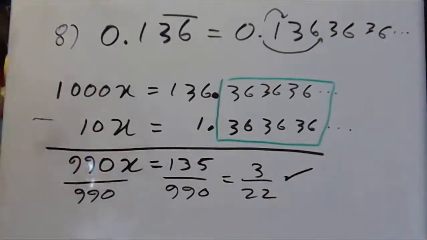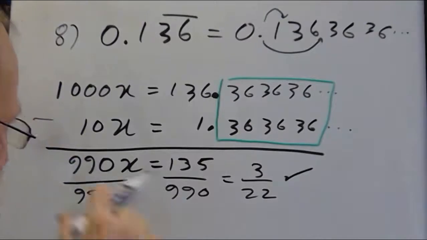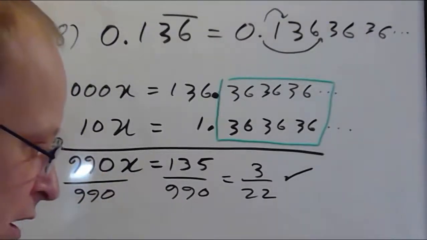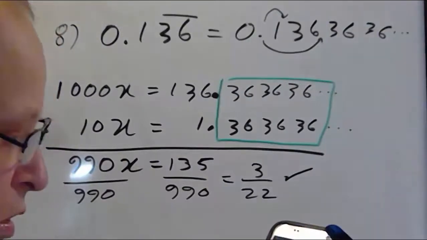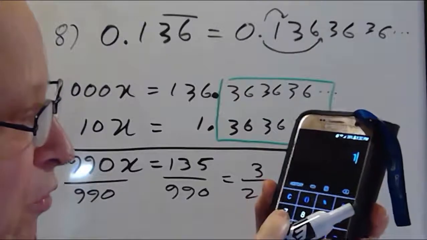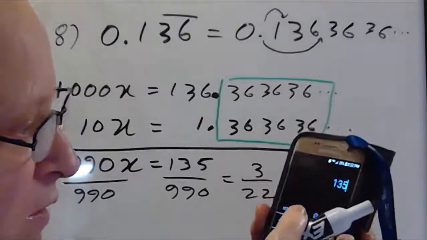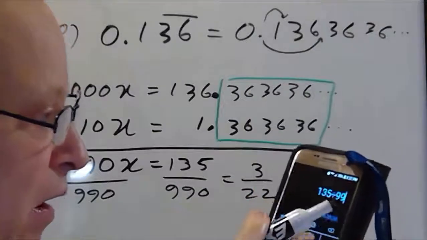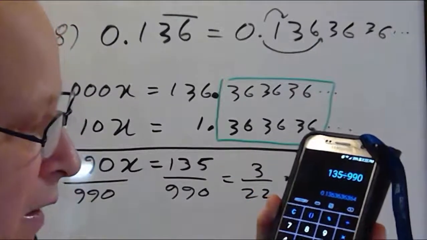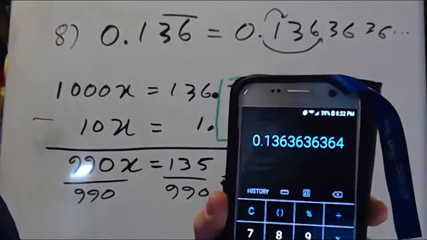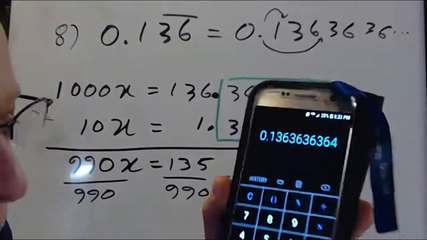Now, if you don't believe my reduction, let's do the 135 over 999. So here I do, let's do this, 135 divided by 990, and here it is back again, just as it is supposed to be.